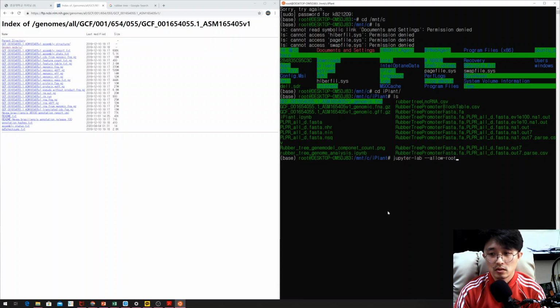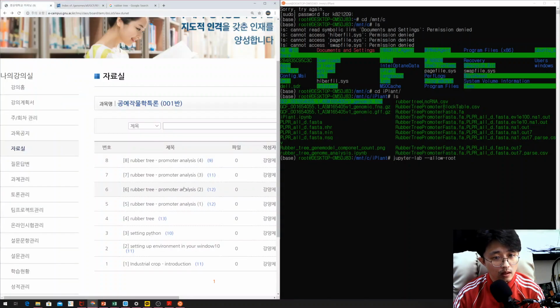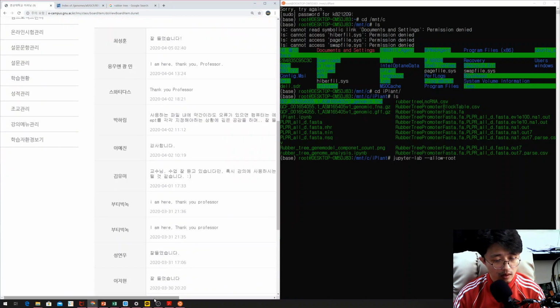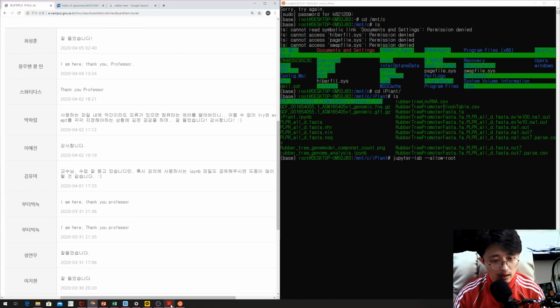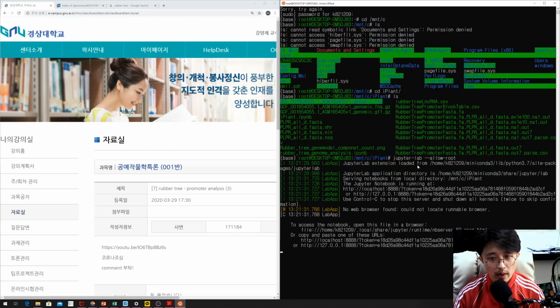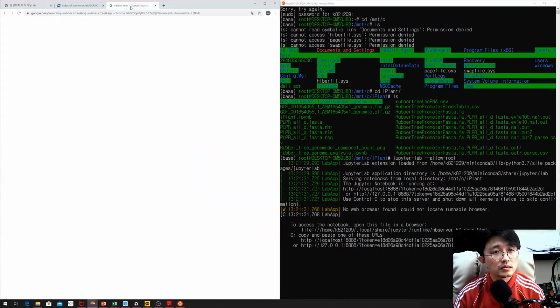One of our students asked me if I can share the IPython notebook file. So I will share you guys the file. After I finish this class, I will make a web page and I will share you the files using the shared drive. Okay. So let me go to the Python notebook.